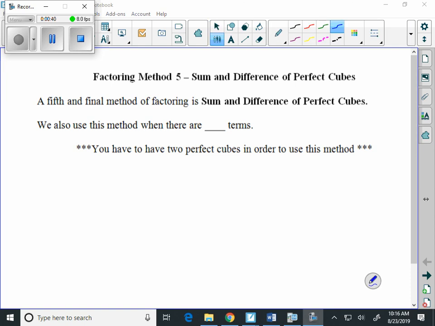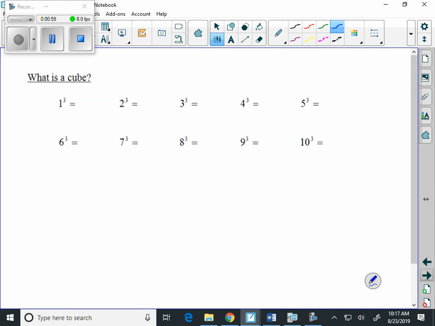We also use this method when there are two terms, and we need to have two perfect cubes in order to use this method, along with the fact that we should watch out for a greatest common factor if it should happen to pop up. But let's take a look at what the perfect cubes are.